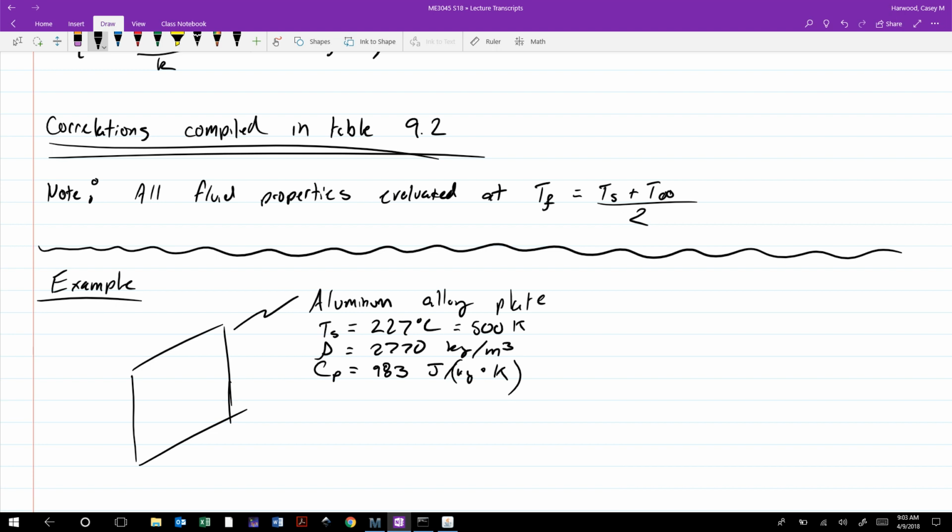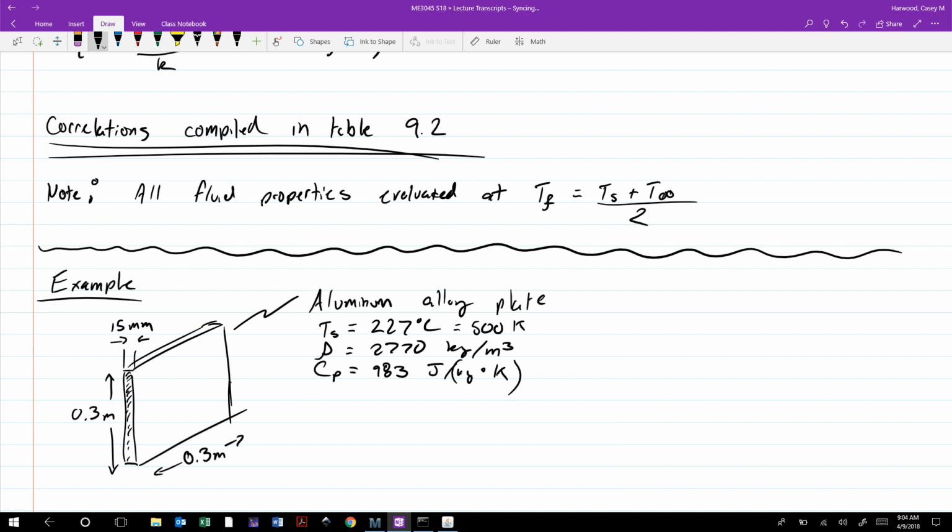All right. So this plate here has dimensions of 0.3 meters by 0.3 meters by 15 millimeters thick. Okay, so here's the edge. And so it's been heated up to this 227 degrees Celsius. And then it's being just suspended vertically in a room of still air.